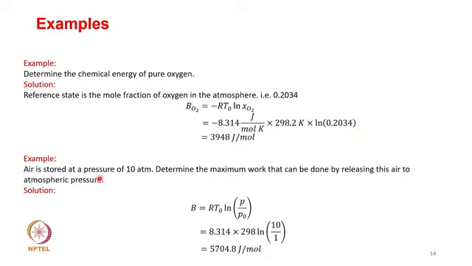And look at a case: air stored at a pressure of 10 atmospheres. Determine the maximum work that can be done by releasing the air to the atmospheric pressure. So now we have to use the expression pertaining to the pressure, which is RT naught ln P by P naught. P is at 10 atmospheres, and releasing this to atmospheric pressure essentially means that this will be at 1 atmosphere. T is at 25 degrees C, and R is appropriately used as the gas constant.